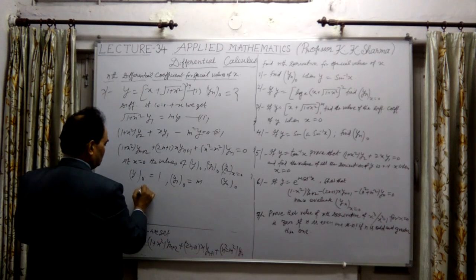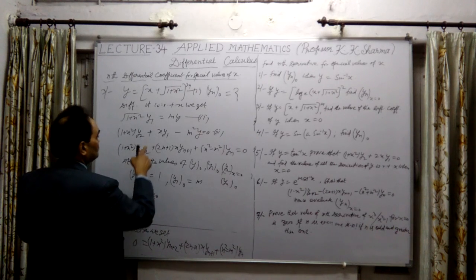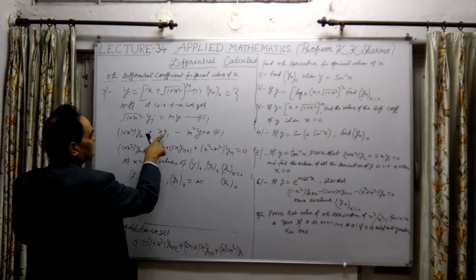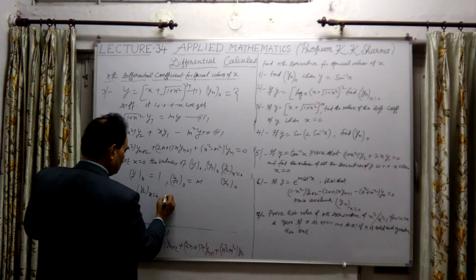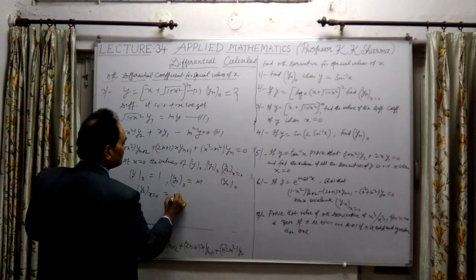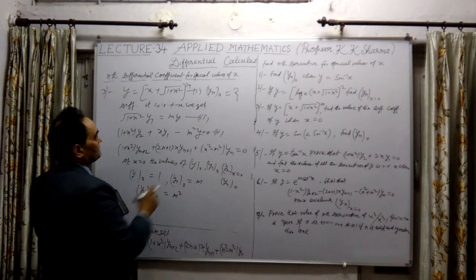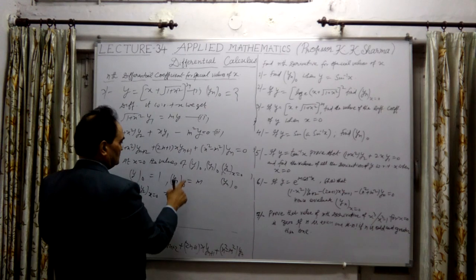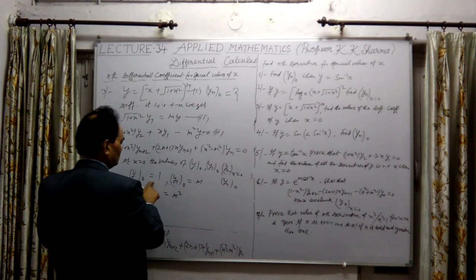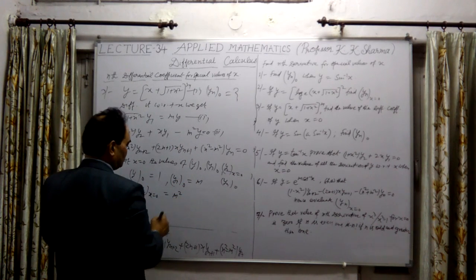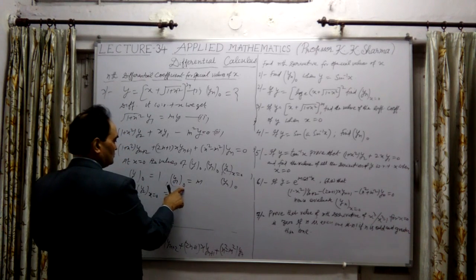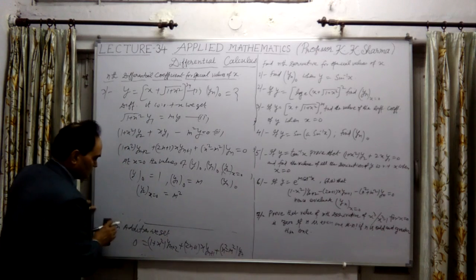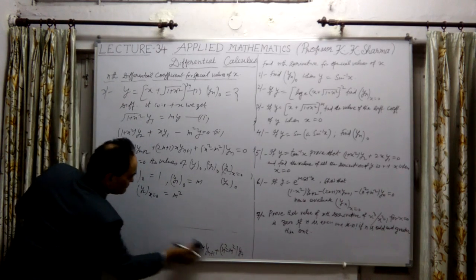And what is y2? At x equal to 0, y2 is from the second equation. Here it is 0. It is 1 into y2, that means equal to m square times y0. That means m square only, because y0 is 1. We have just found that out. So m square into 1 means m square only. So y2 is m square. y1 is m. So all even and odd values will be calculated from this.